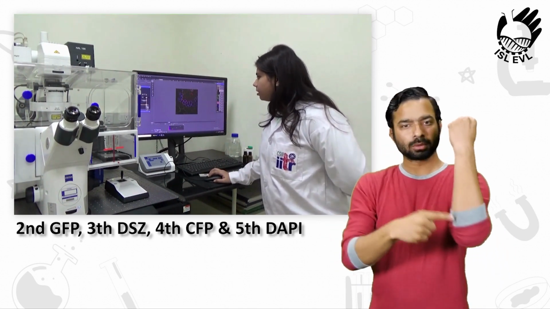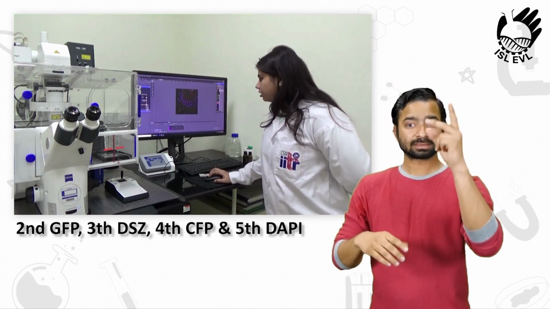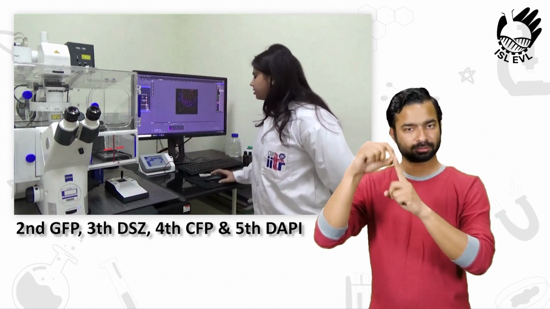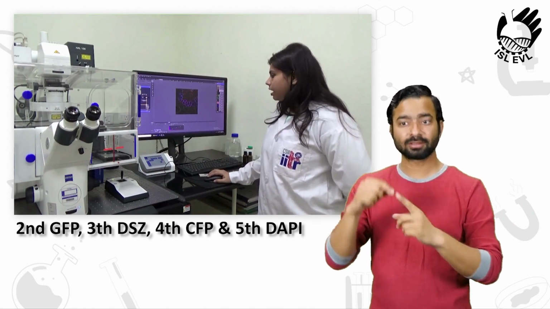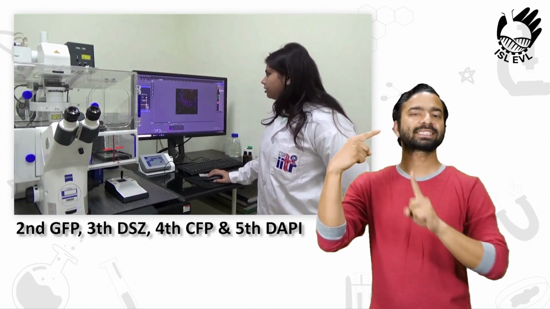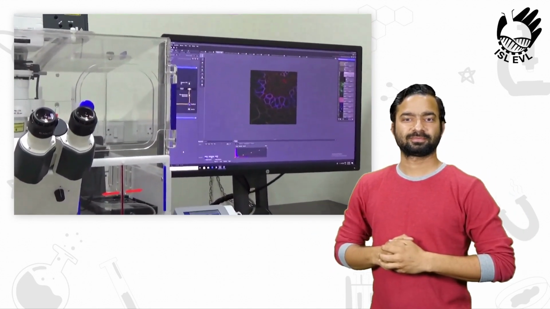These are some channels, which are the reflector lenses. First and last positions are empty, and the second is filled with the GFP. The third one is filled with the DS-Red. The fourth one is filled with the CFP, and the fifth one is filled with the DAPI. I choose the DAPI position and locate the sample.